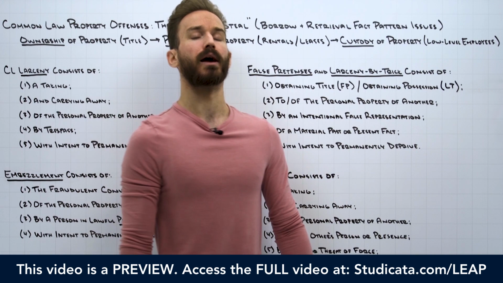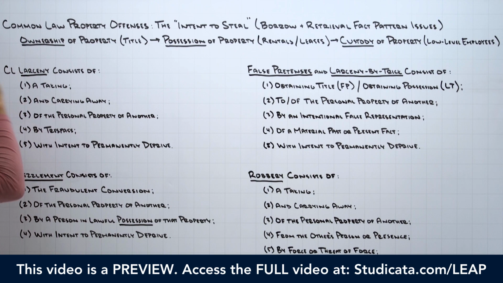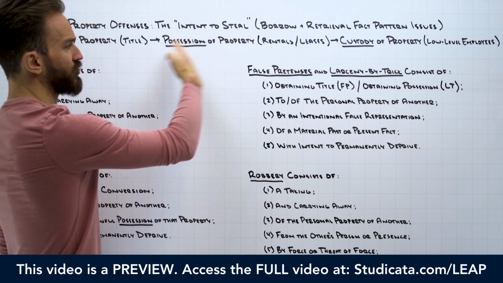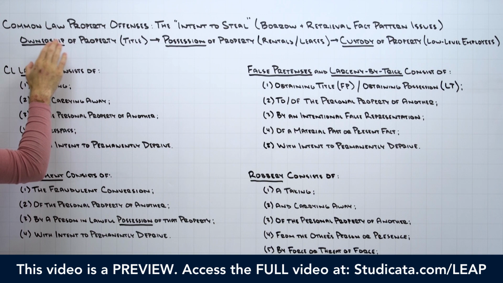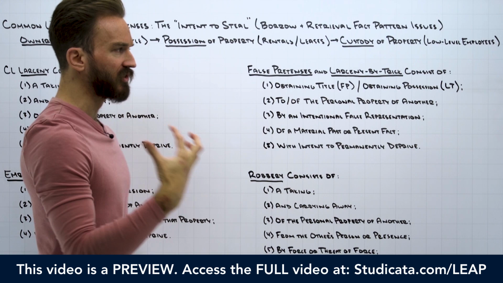The next topic we need to go over before we start just jumping into the elements of each of these different offenses is this spectrum of dominion and control, right? We have to know what the difference between ownership of property, possession of property, and custody of property is. This is going to be absolutely critical.